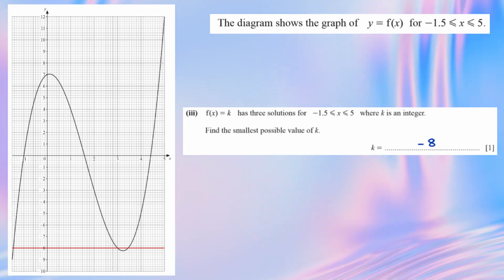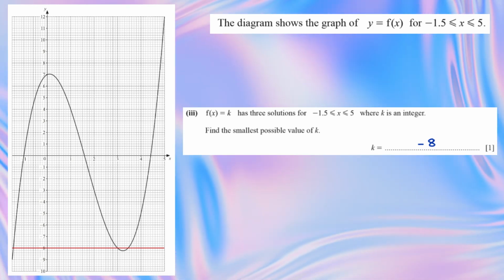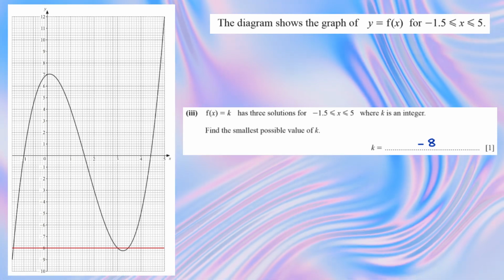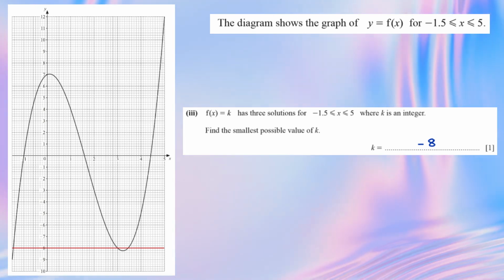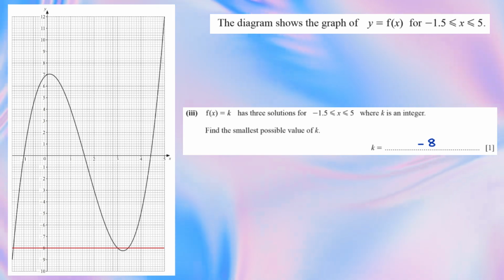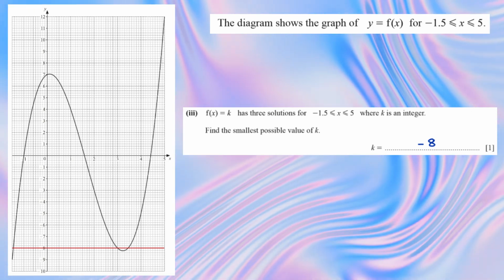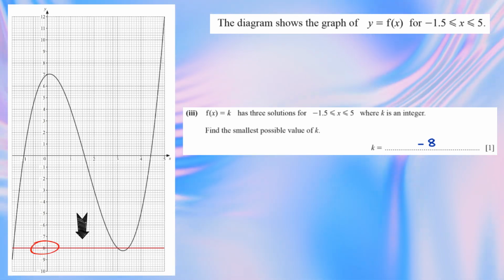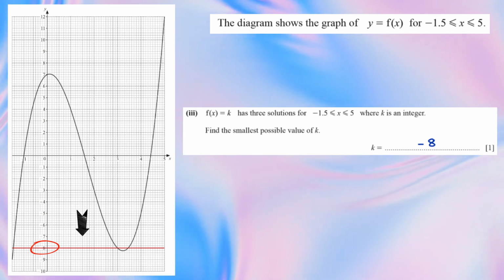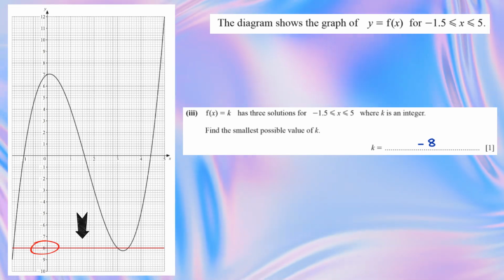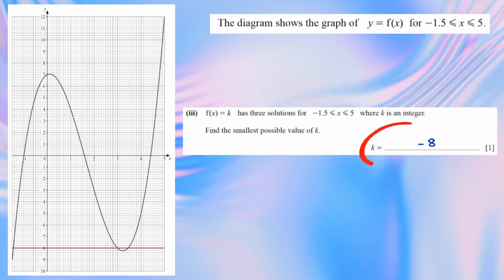So, basically, there is some value of y, which is k, that intersects the graph f of x at 3 points. These are the points of intersection whose x-coordinates are the solutions to the equation f of x equals k. And this value, k, is the smallest value that does this. So for that, we will refer to the graph. As you can see in red on the graph, the smallest integer value of y that can possibly intersect the graph of y equals f of x at 3 points is -8. Therefore, k equals -8, which is the answer.